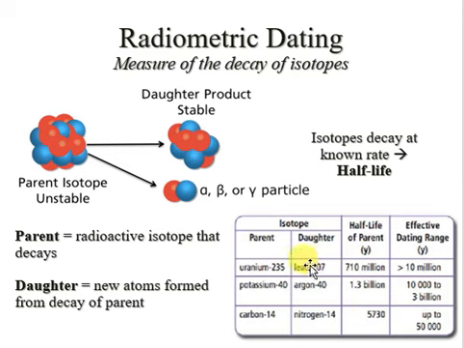So in order for half a sample of uranium-235 to decay into lead and whatever radioactive particle is released, it takes 710 million years. That's just one half-life.